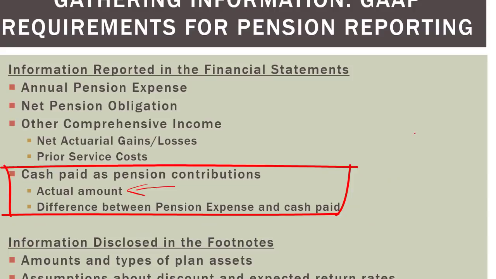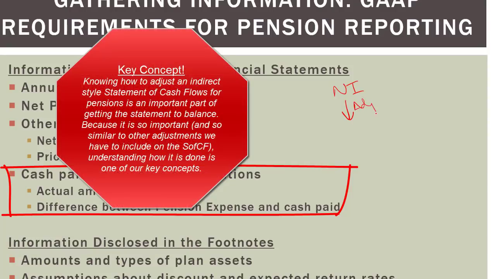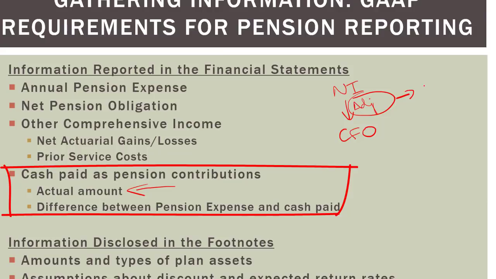The other option is in our indirect statement of cash flow. And you probably remember an indirect statement of cash flow, we start with net income and we make a bunch of adjustments and it turns into cash flow from operations. So what we're looking for on an indirect style statement of cash flows is the adjustment for pensions. What's the difference between the pension expense and the cash paid for pensions?